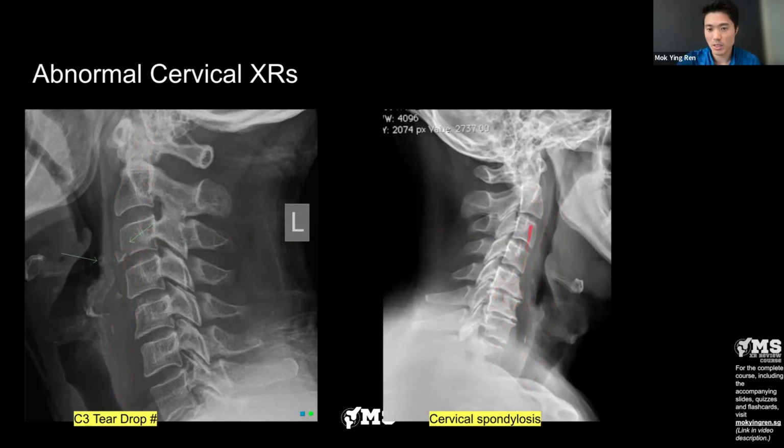spondylosis is present. Okay, the alignment is still intact because the anterior vertebral line, the posterior vertebral line, the spinolaminar line, and the spinous process line, they are intact.